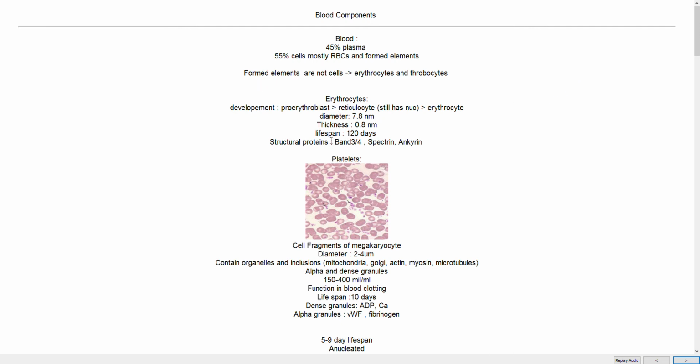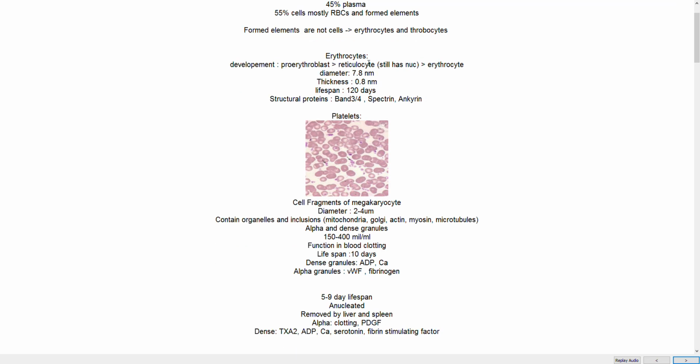So I'm going to start off this blood presentation by talking about two different formed elements you can find in blood. Now, what is a formed element? Formed elements are not cells, so they are classified as something separate because they don't have nuclei. These two formed elements are erythrocytes, or red blood cells, and platelets, or thrombocytes. Both of them do not have nuclei and are classified under the heading of formed elements.